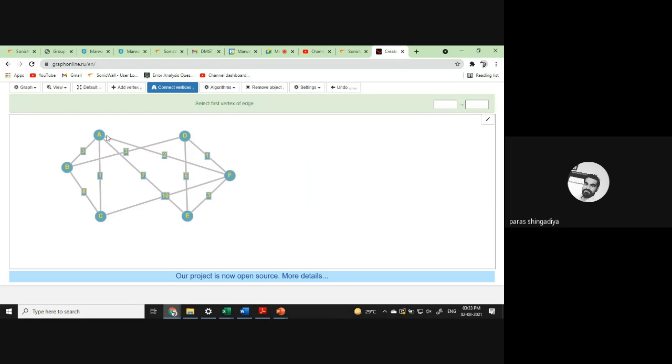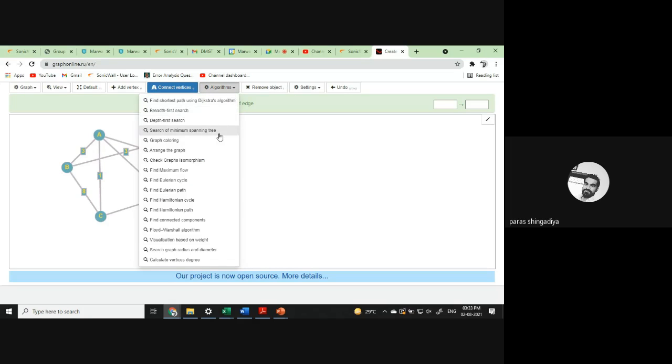So this is my graph, in which I included arbitrary weights. Now how can we check the answer? So here in the algorithm there is one option, that is search minimum spanning tree. So let's click on that and you will get your answer.